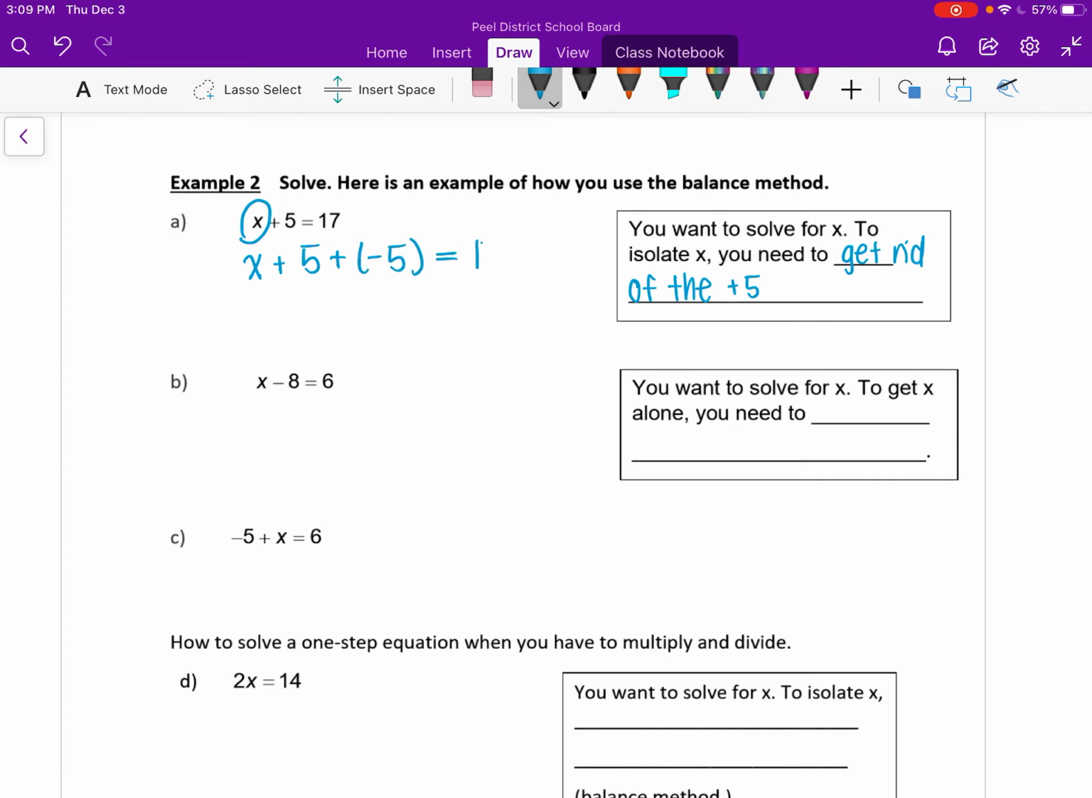And whatever you do to one side, you have to do to the other side. Another way of looking at this is you could have said you just subtract 5. Either way, I will accept. Because a positive and a negative is equal to a negative. Same thing here, positive and negative is equal to a negative. So plus 5 minus 5, we got rid of that. So you'll have x is equal to 17 minus 5. And you know that is, sorry about that, just getting some water, 12.